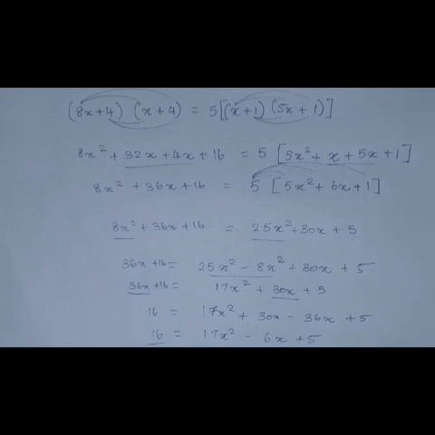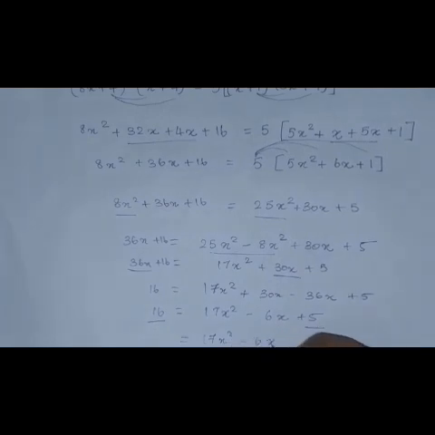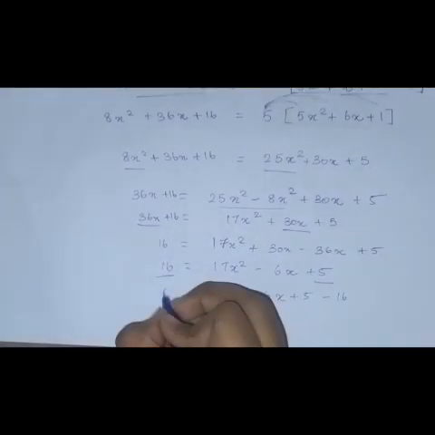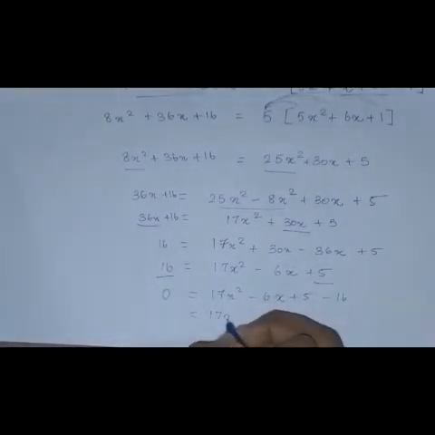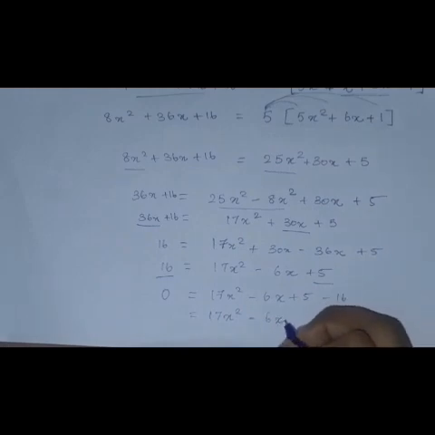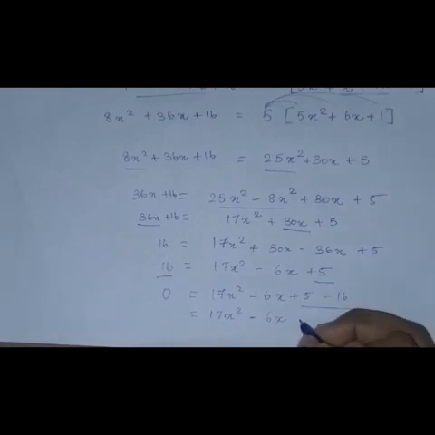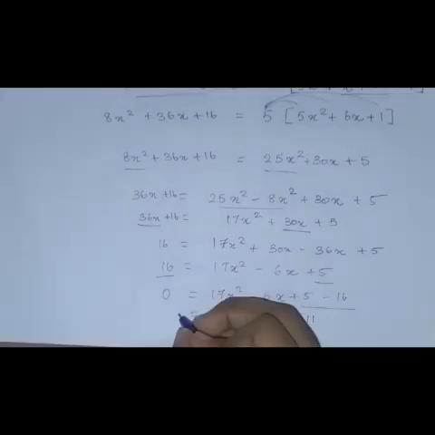We are subtracting 16 and 5. So when 16 comes to the right hand side, it will become minus 16. So finally we are going to form a quadratic equation. So we would get minus 11. So a quadratic equation is formed.